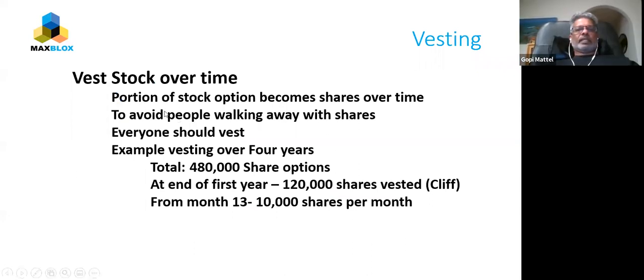I was ahead of the thing, but you can see all the things I just explained, right? You can see at the end of the first year, 1/4 is vested. And from month 13, 10,000 is vested, right? 10,000 shares. Shares is not the right word. Options vest into shares, but yeah.